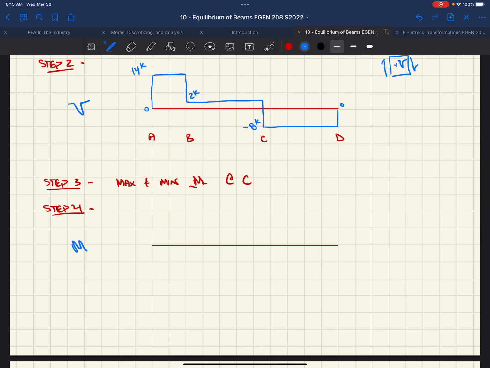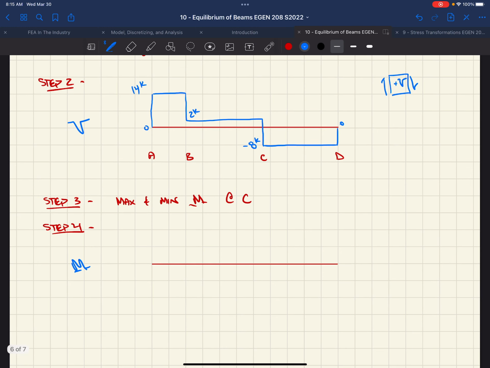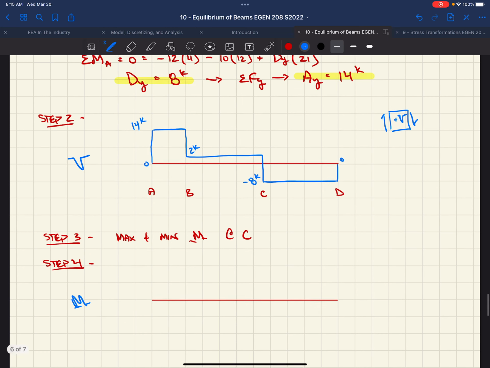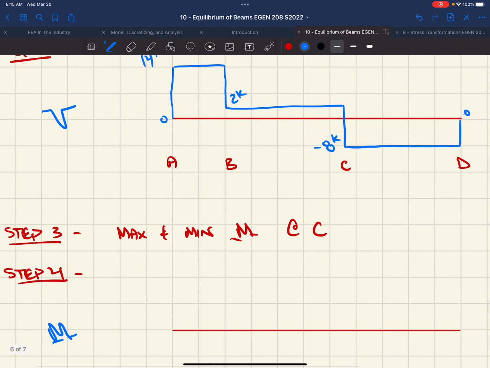Say we got M, okay? We're going to start out at 0, right? There's no concentrated moment at the end of our member. So we start out at 0. We have no area of our shear force diagram at the very beginning, right? At the very, very, very beginning, we've got 0. So we're going to start out here at 0.